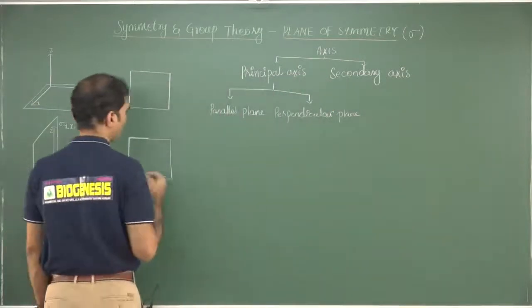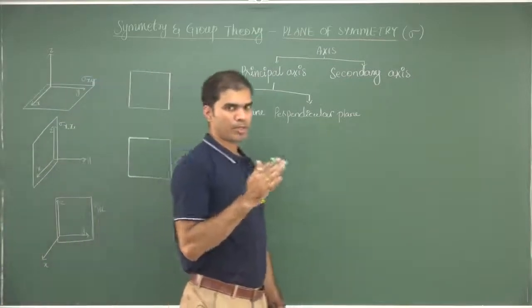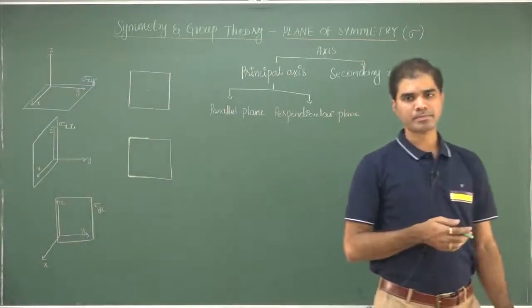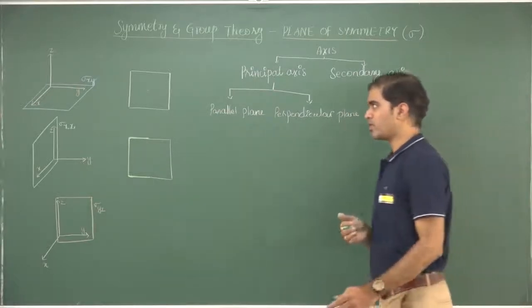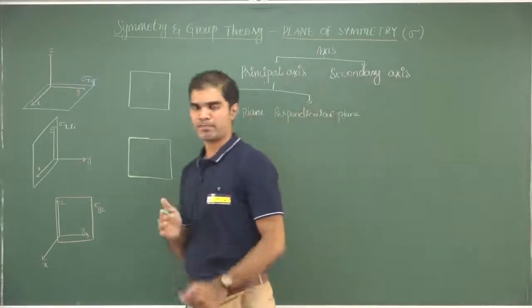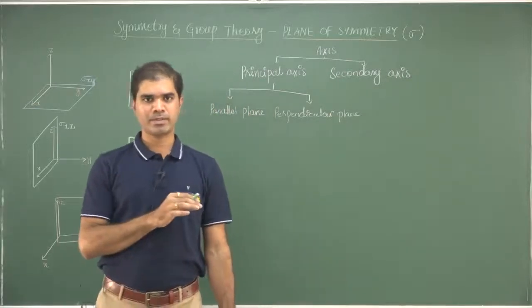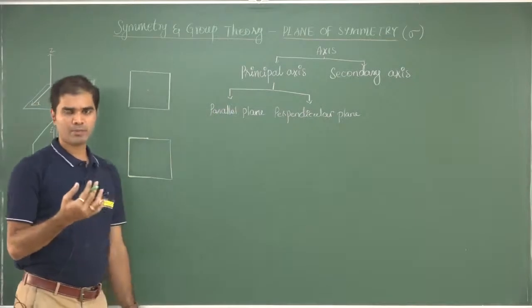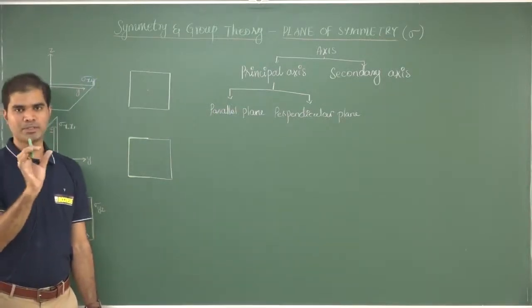Having said this, I could also say that plane is that symmetry element which will bisect the molecule into equal halves. That is also another definition. When I say equal halves, that means 50%, 50%. There is a difference in saying equal halves and symmetrical halves. Even if I say equal halves, I have to add another statement saying that the two halves must be mirror images of one another.